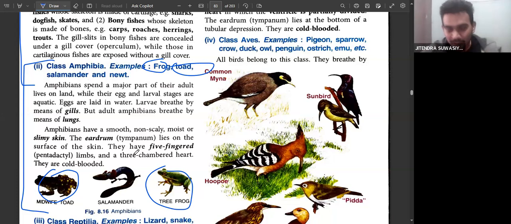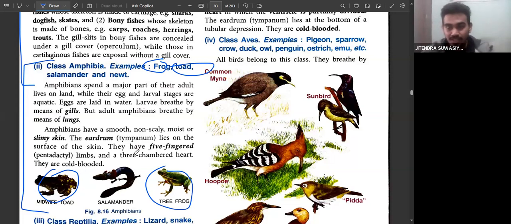Why does this happen? Because they are amphibians, and there are predators outside, birds and a lot of other things. To save them from these, nature has developed it so that they can lay their eggs in the water, and the eggs can float and go from one place to another. And they produce a lot of eggs.